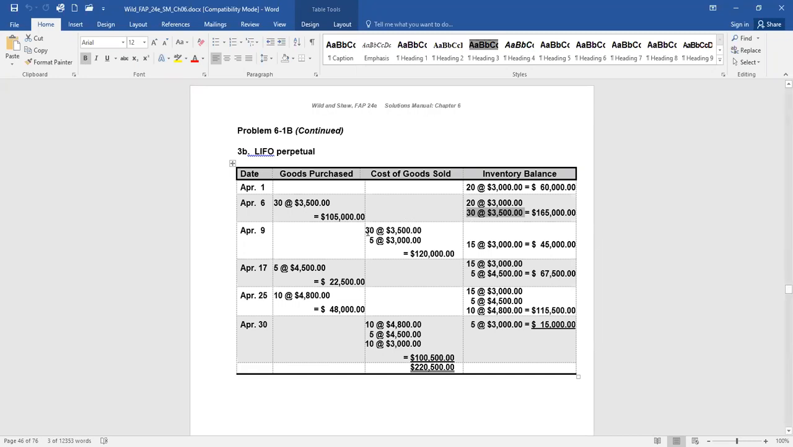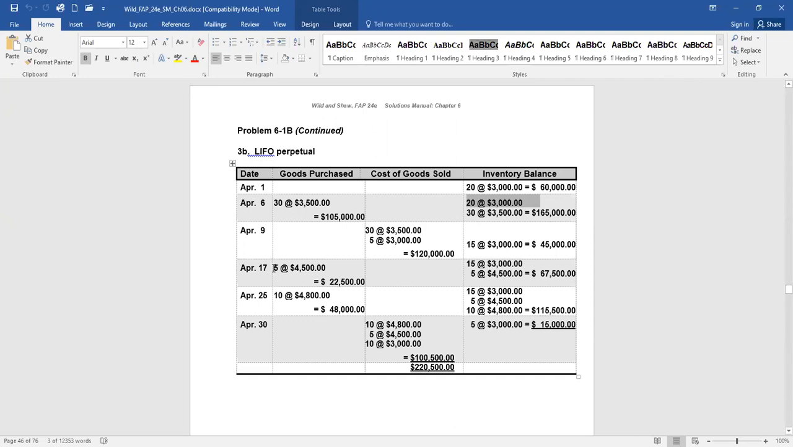So of the 35 that were sold, the first 30 are assumed to have cost the company $3,500 each, and the remaining 5, $3,000. So under LIFO, cost of goods sold would be $120,000. What's left? 15 of the coffee cups that cost $3,000, because these 30 were removed and 5 of these were removed in that sale.